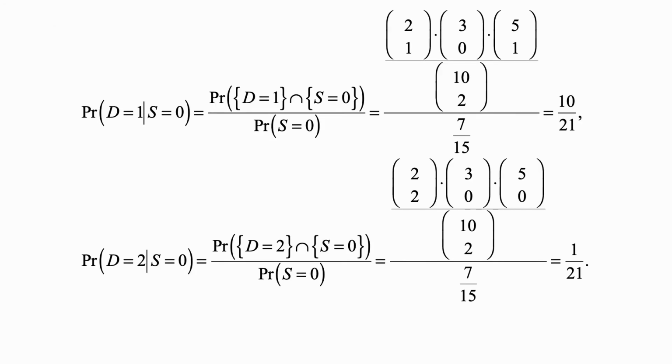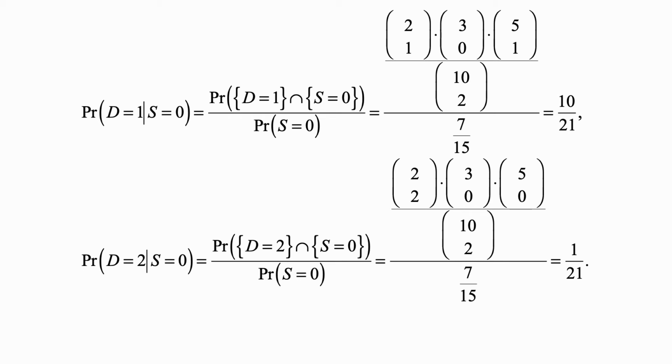And we do the same calculation for the other 2 possible values of D. So what's the probability that D is 1, given that S is 0? That's 2 choose 1, 1 diamond chosen, times 3 choose 0, no spades, times 5 choose 1, 1 heart, divided by 10 choose 2. That's the probability that D is 1 and S is 0. And at the bottom we have the probability that S is 0, which we established to be 7 over 15, and this is also equal to 10 over 21.